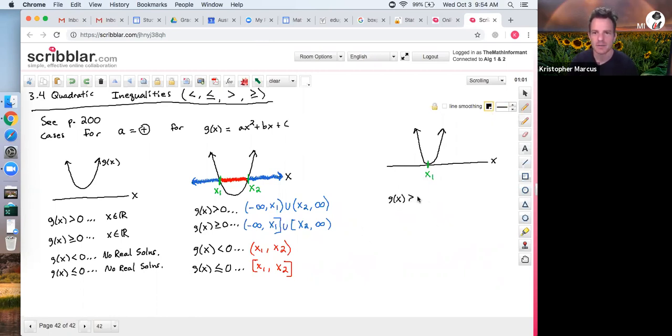Where is the height strictly bigger than 0? Where is the height strictly positive? It's positive everywhere, except right there it's at height 0. So all of the real numbers work for the x's except x1. In interval notation, you would go from negative infinity up to x1, but don't include it, union x1 out to positive infinity. Everywhere works except at x1, so we exclude x1.